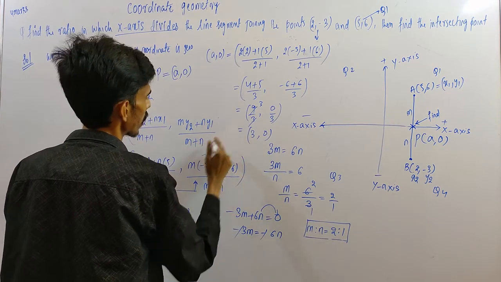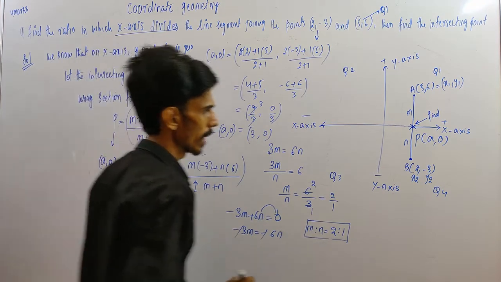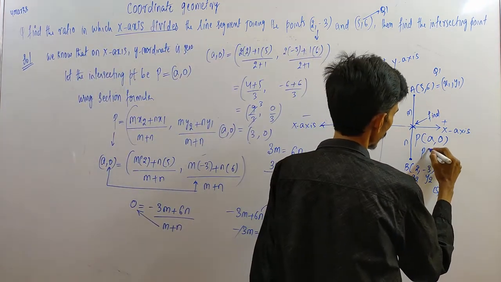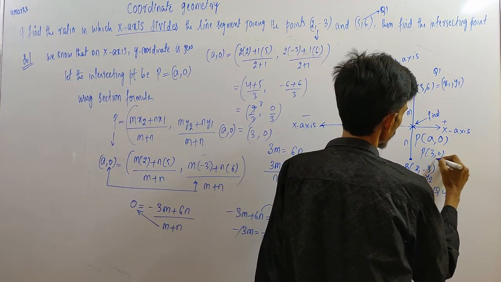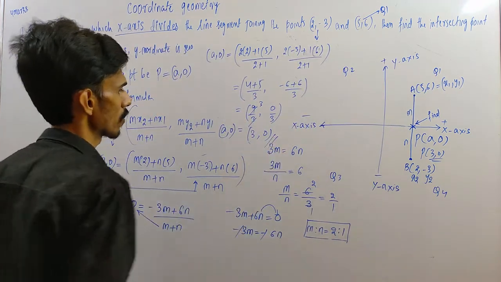Finally we got (a, 0). A value is 3. Hence the intersecting point is (3, 0). This is the answer for this question.